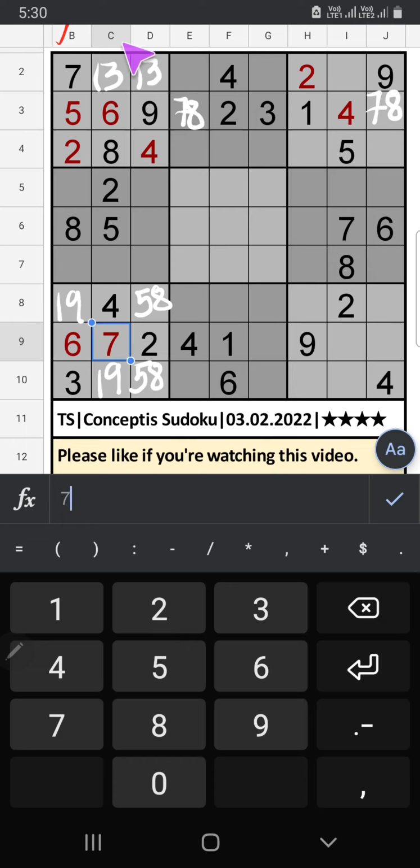Column B and column C, 6th row, we have pair numbers 6 and 7. It can't come in these cells. It will come in any one of the cells. We will confirm later.